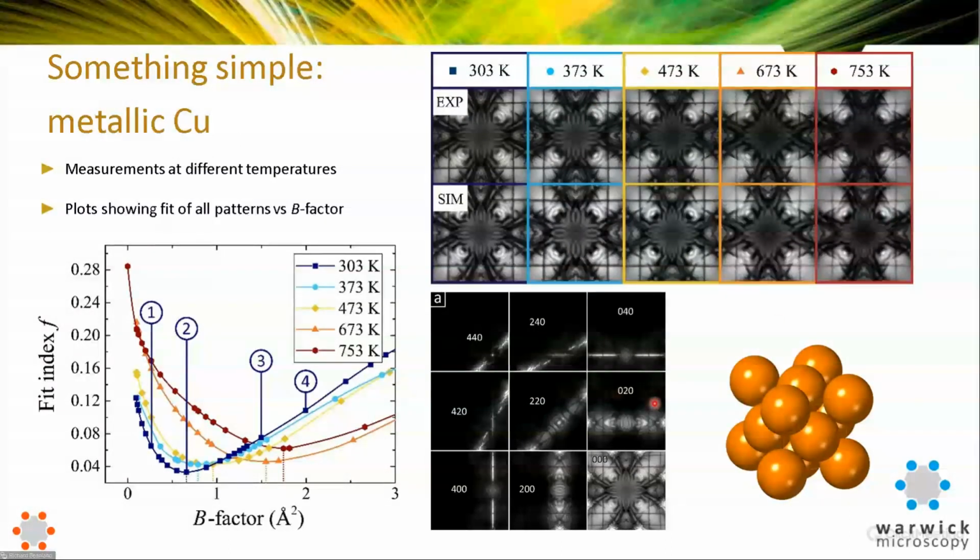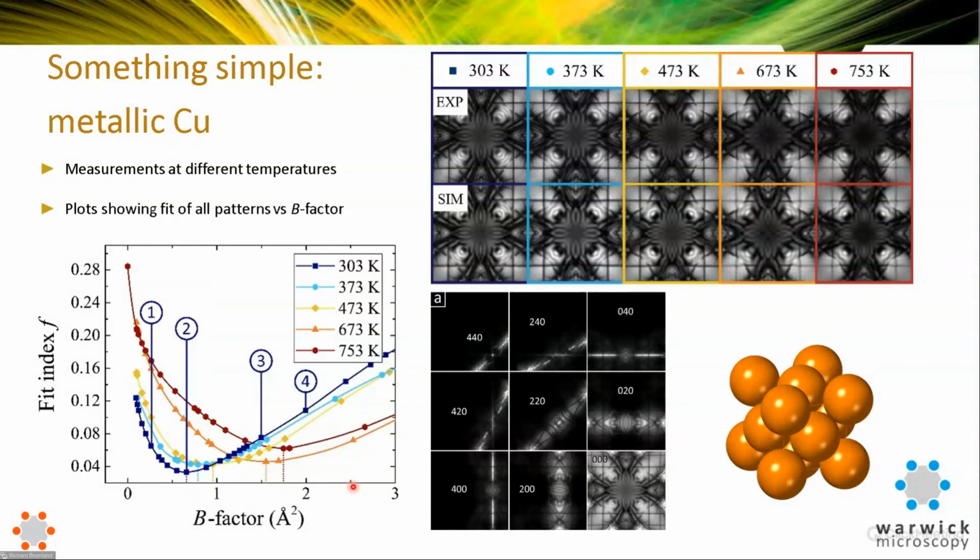If we take one particular experimental data set and compare it against simulations done at different temperatures, then we find we get just one minimum. So we only get one answer. This is what we expect our thermal vibration Debye-Waller factor to be. And you can see that as we change temperature, these increase, as they should. So it seems to be working.